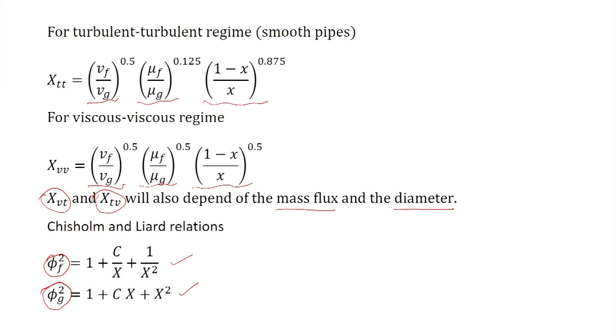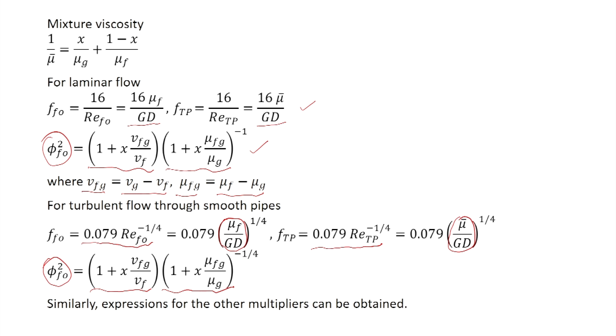And the Martinelli parameter, we can note that it depends on the quality x and the properties. Similarly, here also it depends on the quality and the properties, but X_vt and X_tv will also depend on the mass flux and the diameter. So, for these two regimes, turbulent viscous and viscous turbulent, when we substitute the value of X, we will get these two multipliers also as functions of x and the properties. Let us look at the expressions that we got for the homogeneous model. Here also we have x and the properties. For turbulent flow also, we have x and the properties.